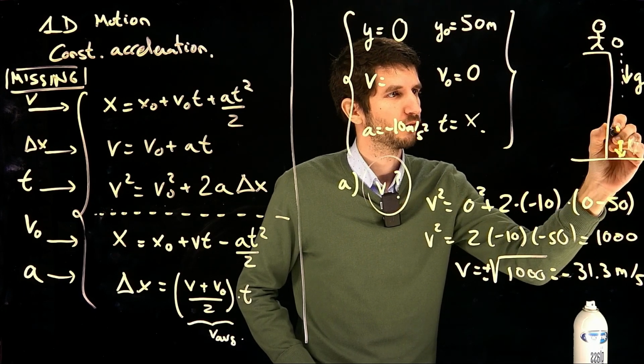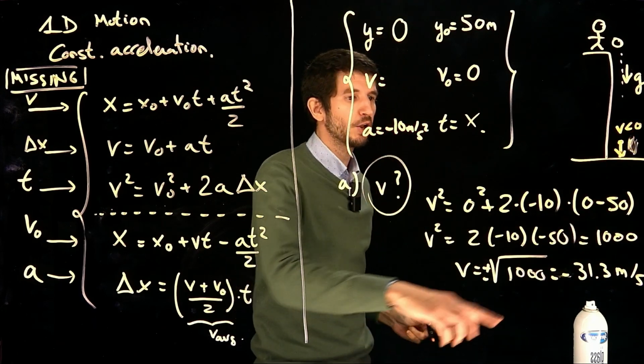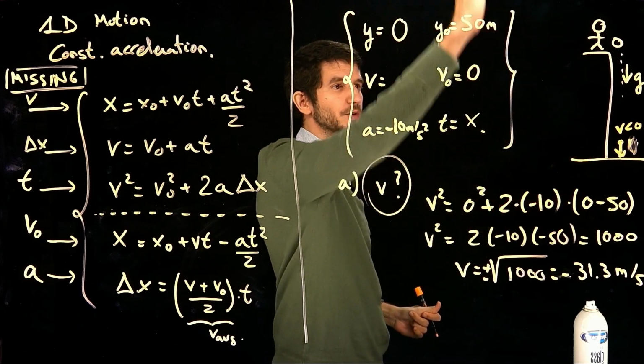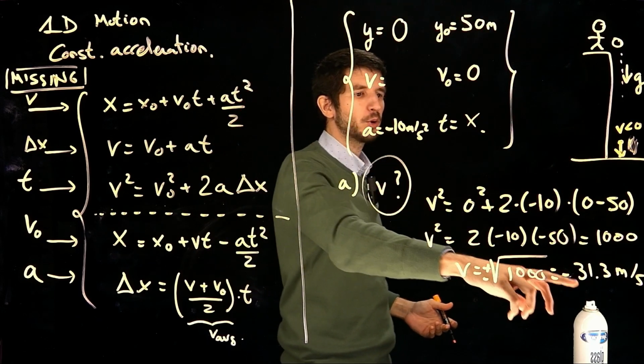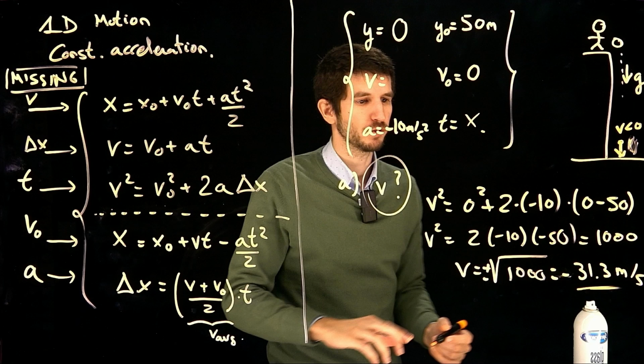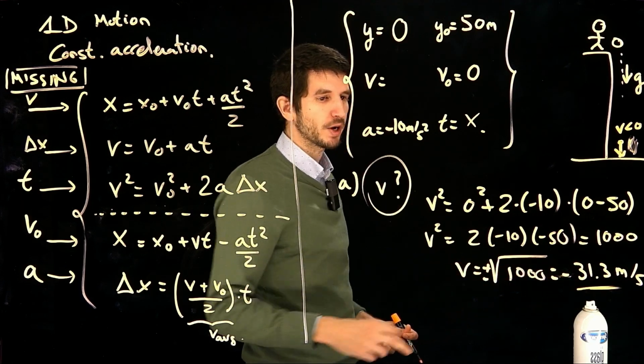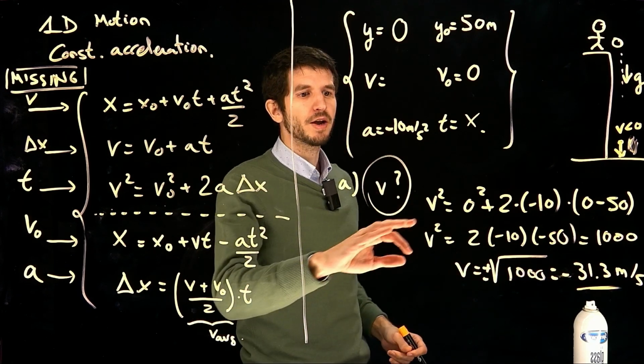So we need to say that the velocity is smaller than 0. If velocity was positive, we would be claiming that the object is going upwards. So this is an important thing to bear in mind. Sometimes in the math, you need to be careful to pick up the right solution. So we finally find the velocity.